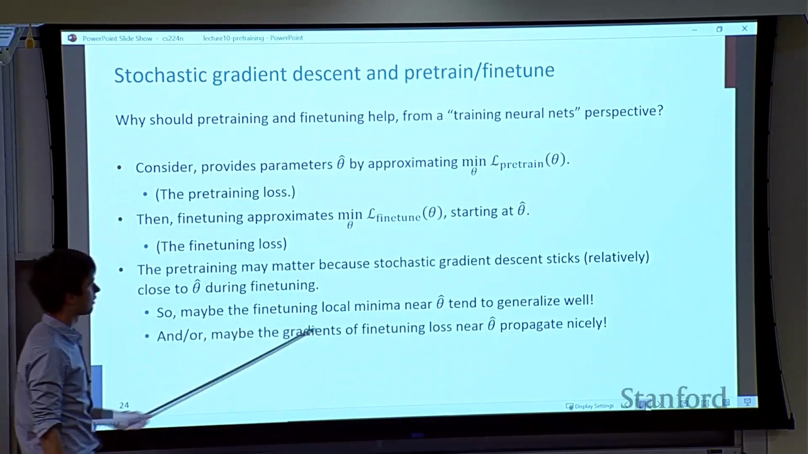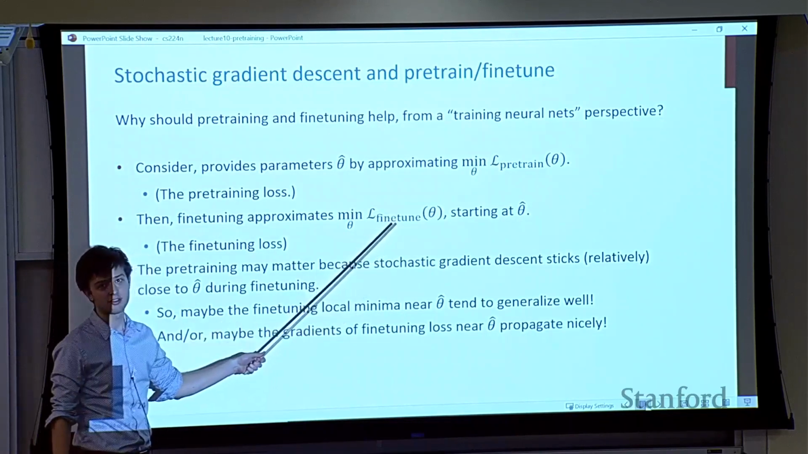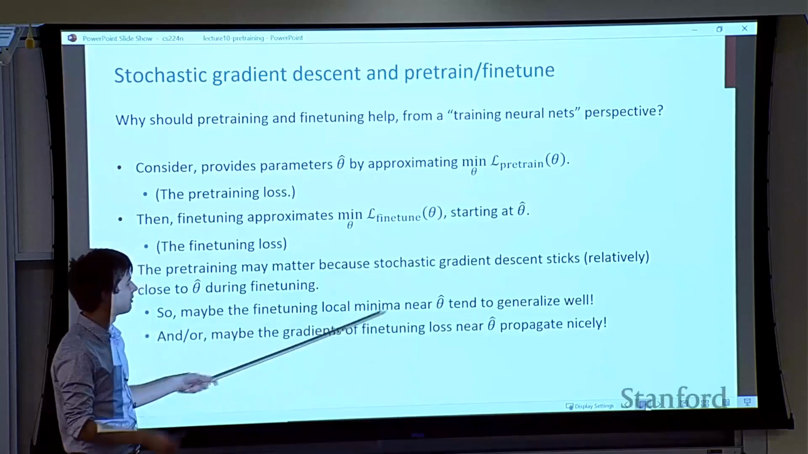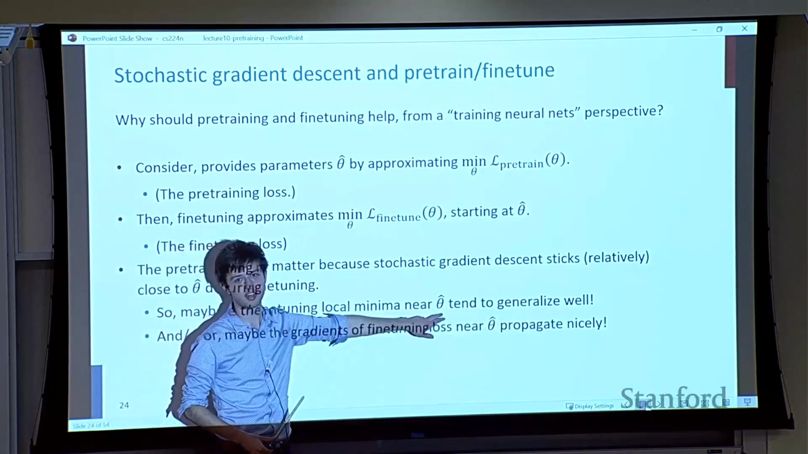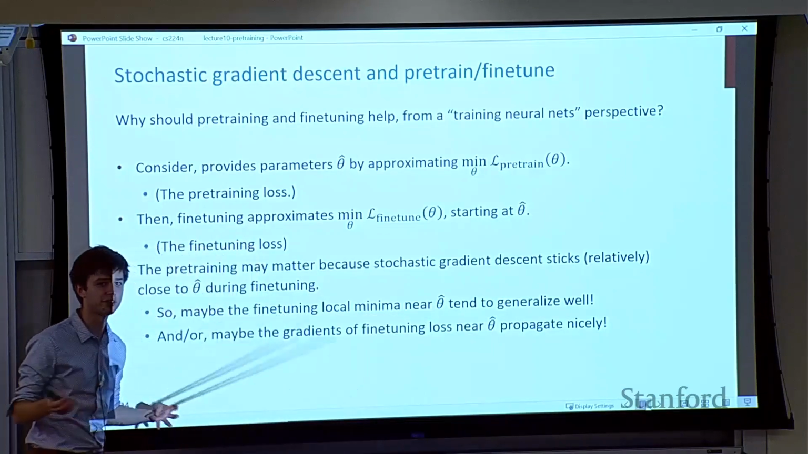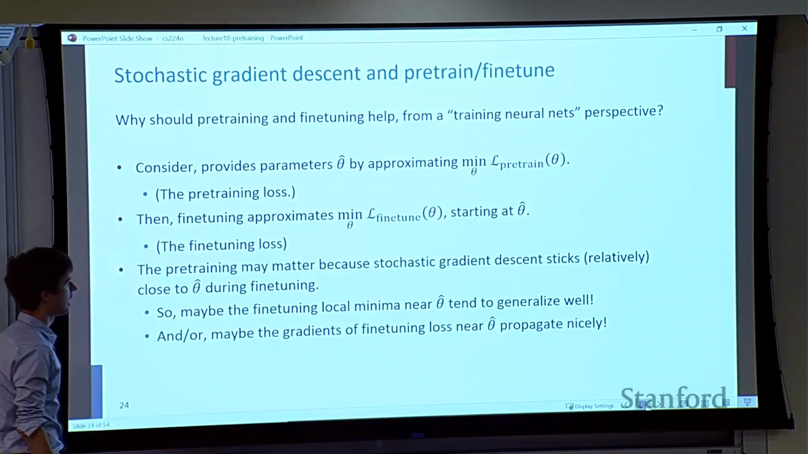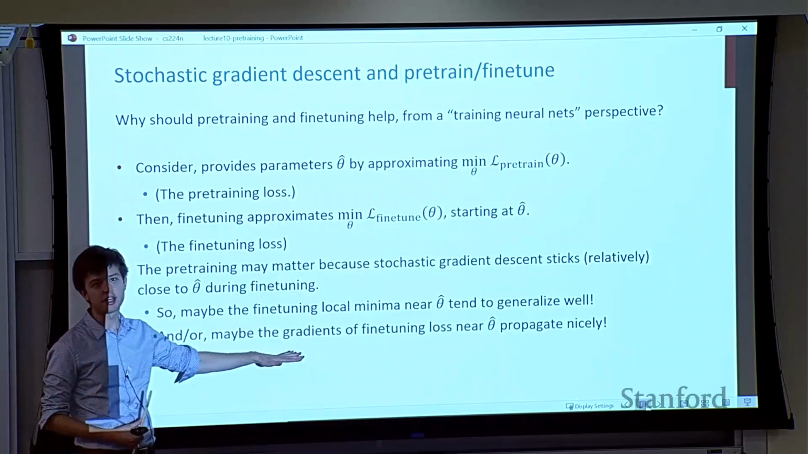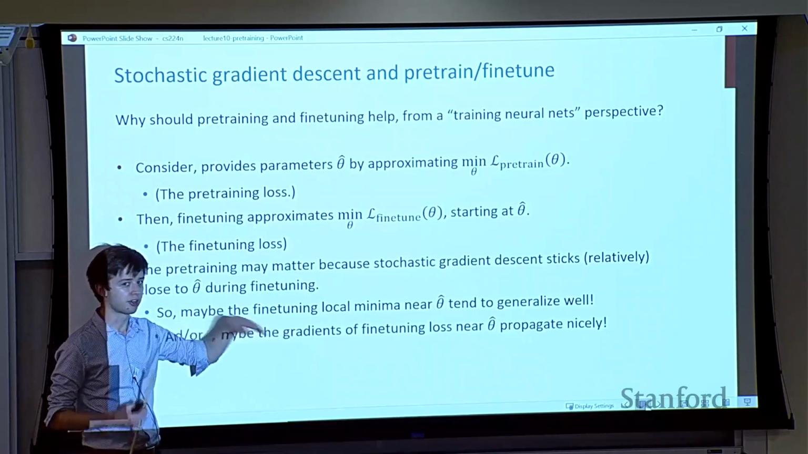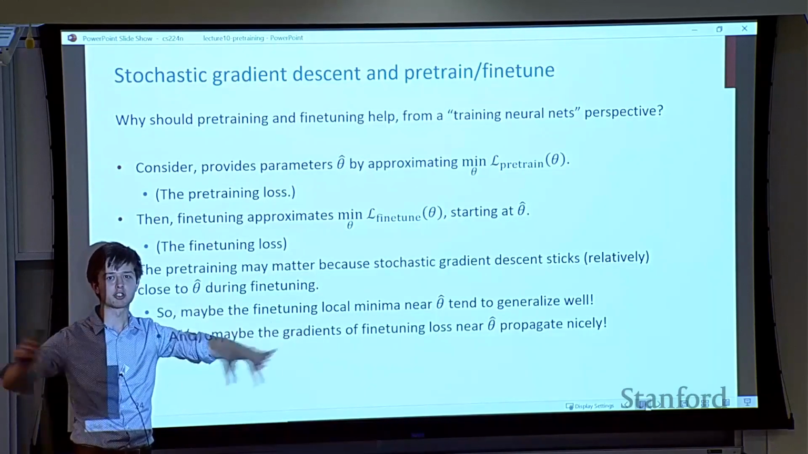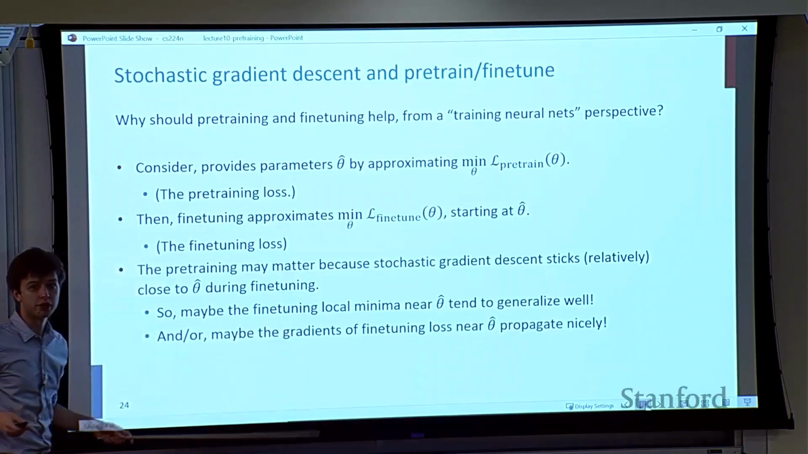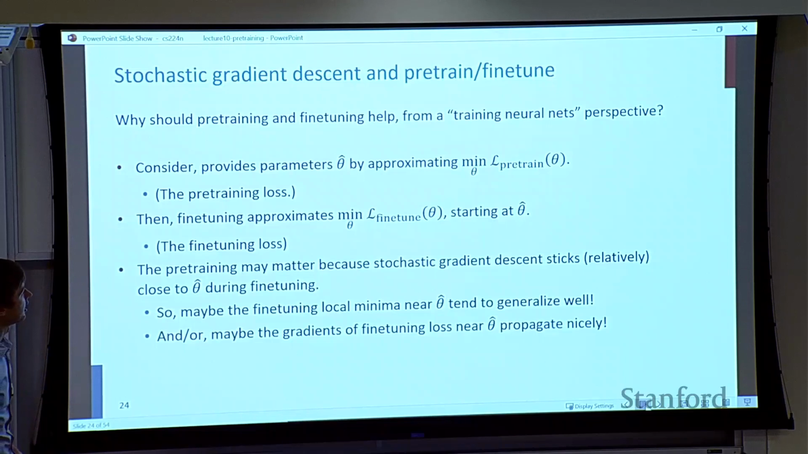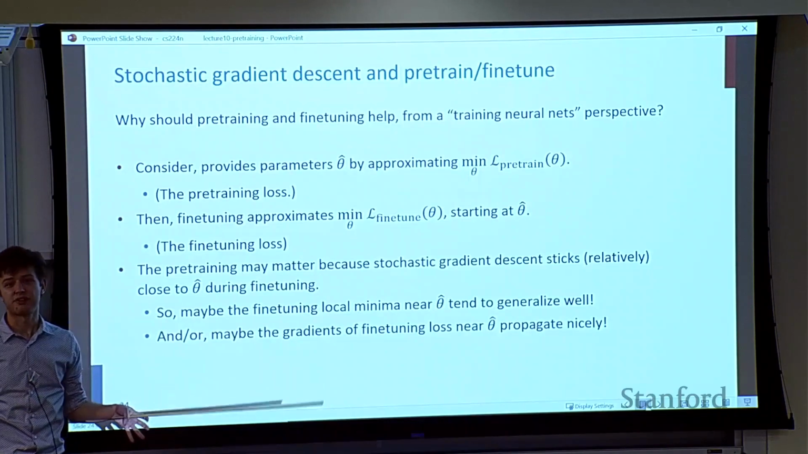It seems like the local minima of the fine-tuning loss tend to generalize well when they're near to this theta hat that we pre-trained. And this is sort of a mystery that we're still trying to figure out more about. And then also, maybe the gradients, right? The gradients of the fine-tuning loss near theta hat propagate nicely, so our network training goes really well as well. OK, so this is something to chew on. But in practice, it works. I think it's still fascinating that it works.